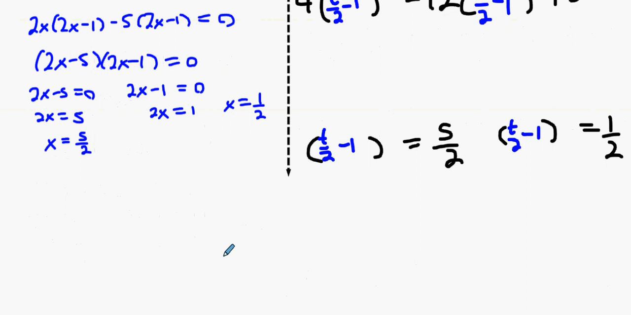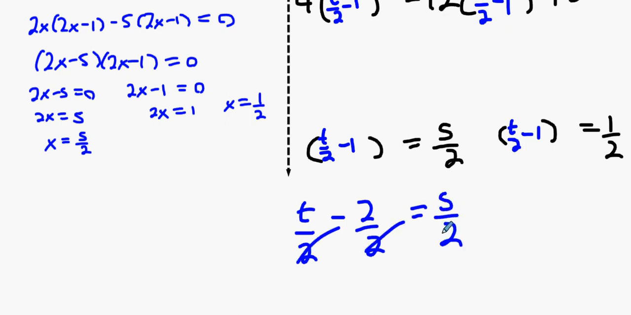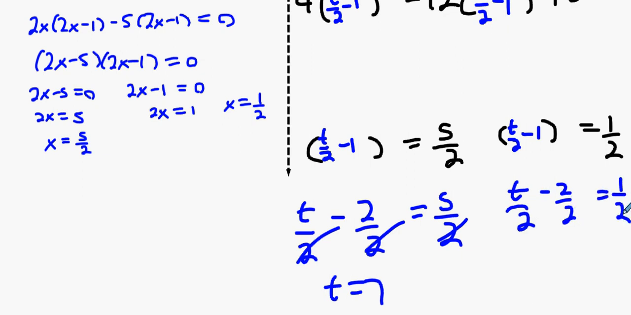Now look at this, guys. Ready? Give it a common denominator. T over 2 take away 2 over 2 equals T take away 2 equals 5. What's T? 7. Finally, T over 2 take away 2 over 2 equals 1 over 2.